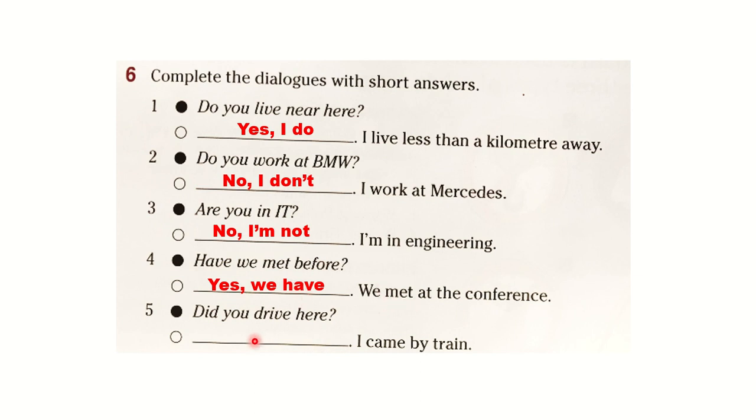And number 5, the last but not least, did you drive here? I came by train. He came by train. So did he drive his car or did he come by train? Yes, good. So did you drive here? He said, no, I didn't. I came by train. So notice that we use did in the question and did in the answer.